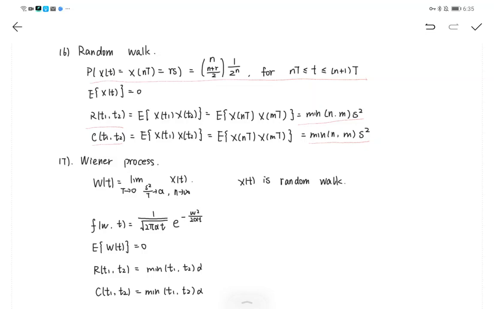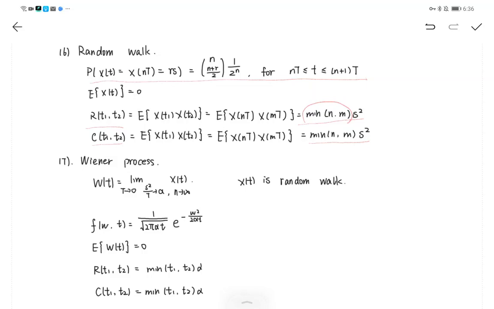So from the probability masses, we guess that when n goes to infinity, that means the number of times you toss the coin goes to infinity, we will have a Gaussian density. The autocorrelation function contains a term, the minimum of n, m, which comes from the property of independent increments.